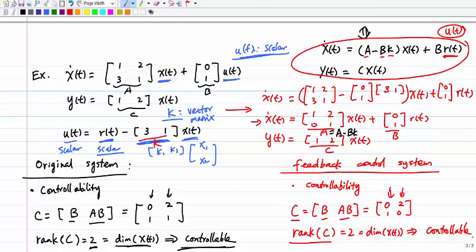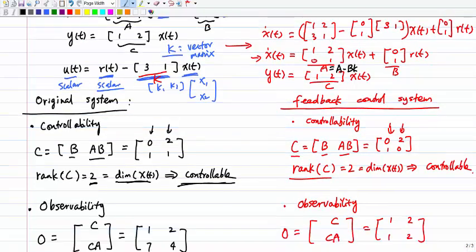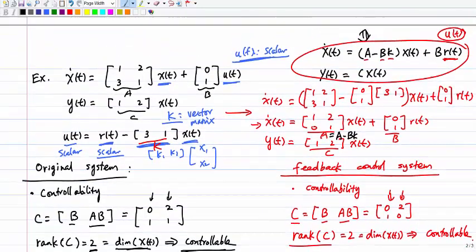Now how about observability? I can follow the same approach, and observability is computed by C and CA for this case, because there are two states. You calculate C, which is (1, 2), and CA, which you compute as (7, 4). These two are also linearly independent, which means the rank of O is 2, equal to the dimension of x-tilde. So this is observable.